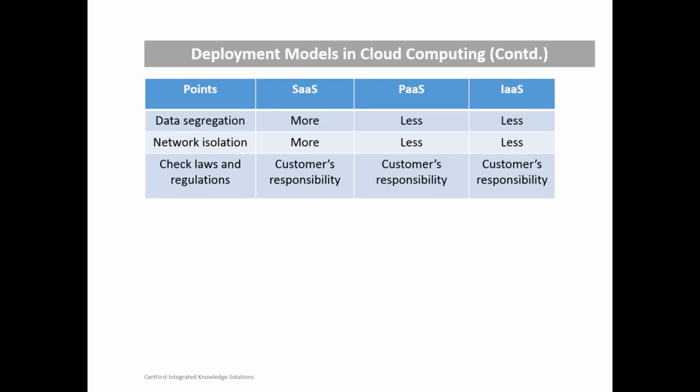All right, let's go ahead. Deployment model in the cloud. So again, data segregation. When you talk about software as a service, examples of which are Gmail, SkyDrive, the data segregation is very high. But in platform as a service and infrastructure as a service, you can control the data, or what kind of data you're putting in. The database is something that you as a customer can control. But in software as a service, you cannot control that. You have no control over that.